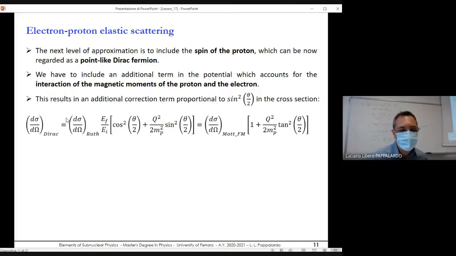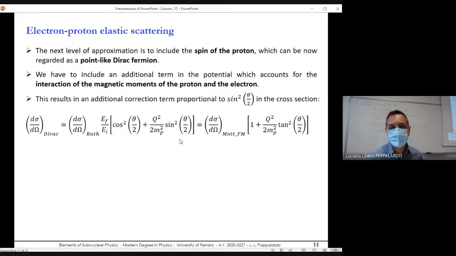Okay, let me call this the Dirac, because now we are treating both electron and proton as Dirac particles. So indeed, this corresponds to the addition of a new term, which goes like the sine square of θ/2. So overall, we can write this as a Dirac, still elastic cross-section, but fully relativistic, as the Rutherford, corrected by the finite mass of the proton, corrected by the Mott term. And now with this additional term, which accounts for the interaction of the magnetic moment of electron and proton.